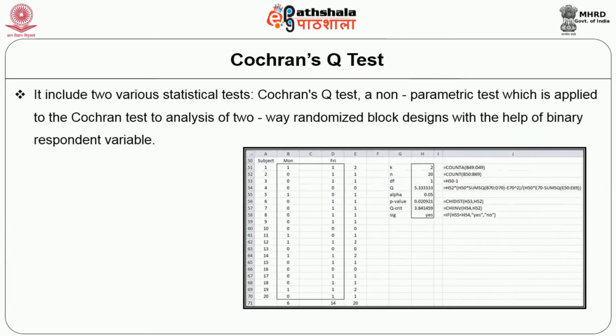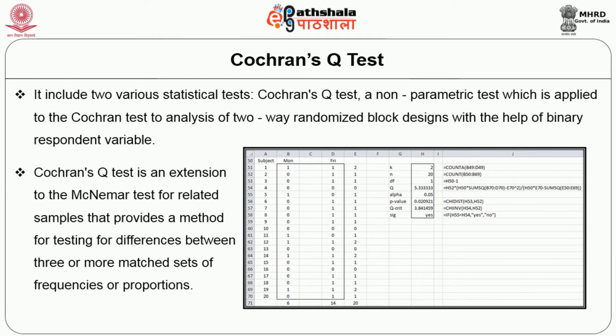The next test is Cochran's Q test. It includes two various statistical tests. Cochran's Q test is a non-parametric test, which is applied to analyze two-way randomized block designs with the help of binary response variables.